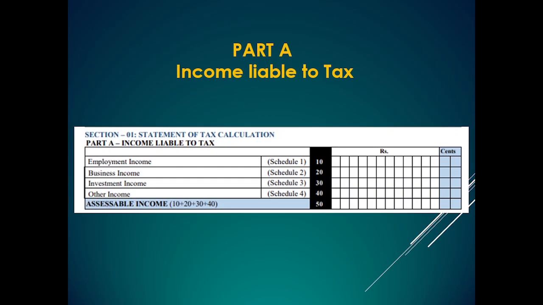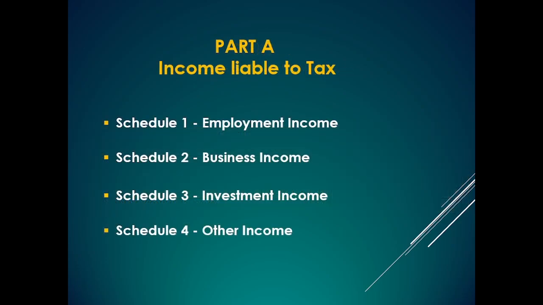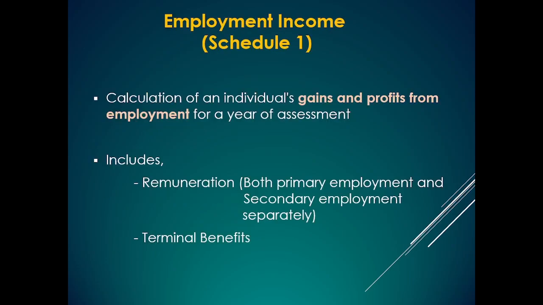Part A of section 1 is called income liable to tax. Under that, you can observe 4 sources of income: employment income, business income, investment income and other income. Depending on your source of income, you have to fill the relevant cage. Each source of income in Part A refers to relevant schedules, and you need to complete the relevant schedules also.